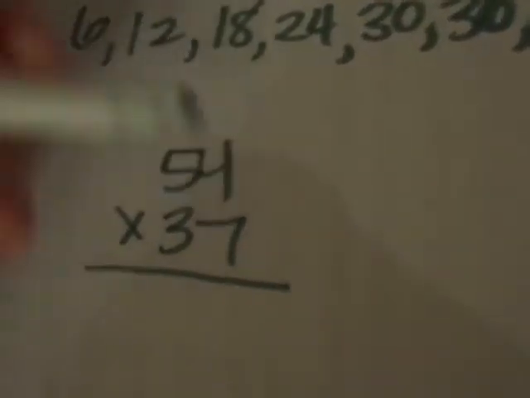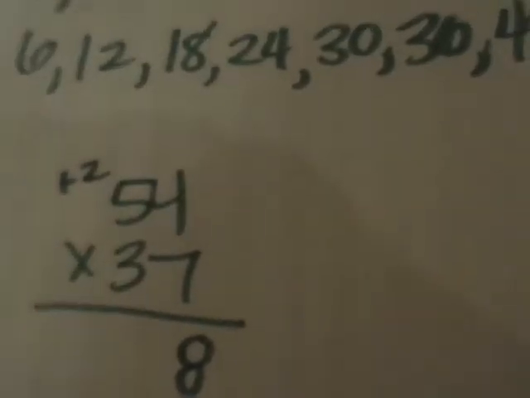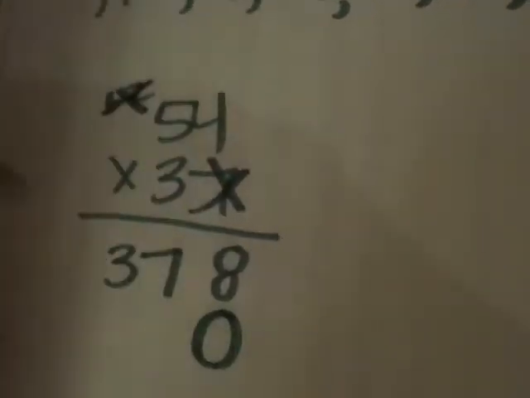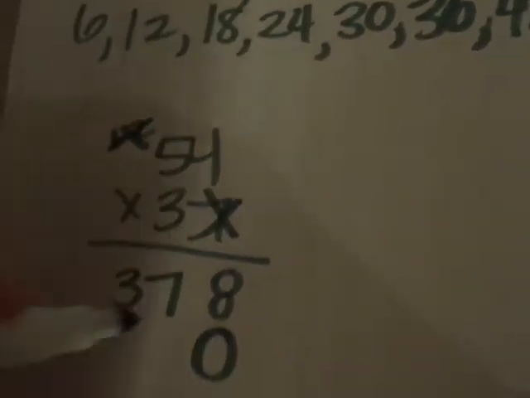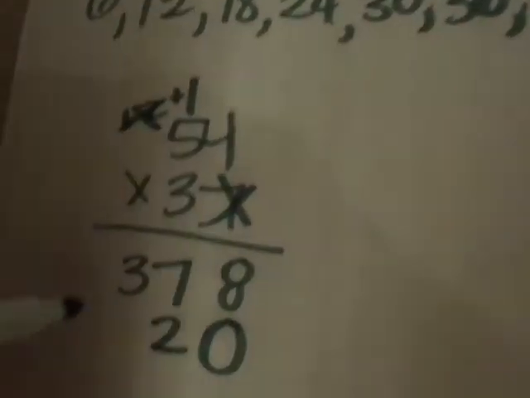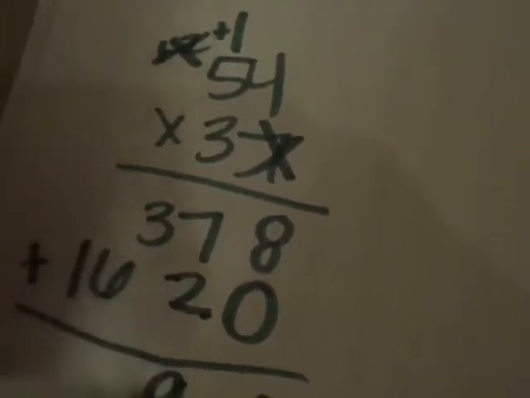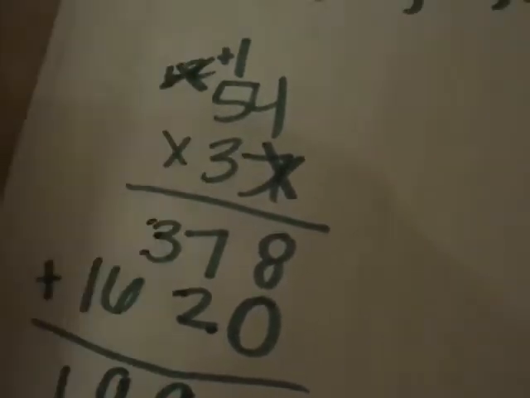So 54 times 37. First we start with 7 times 4, which is 28. Carry our 2. 7 times 5 is 35, plus 2 is 37. Cross out what we don't need, drop down, add our placeholder. 4 times 3 is 12, carry our 1. 5 times 3 is 15, plus 1 is 16. Now we add 8 plus 0, 7, 8, 9. 6 plus 3, 6, 7, 8, 9. 1 plus 0, 1.